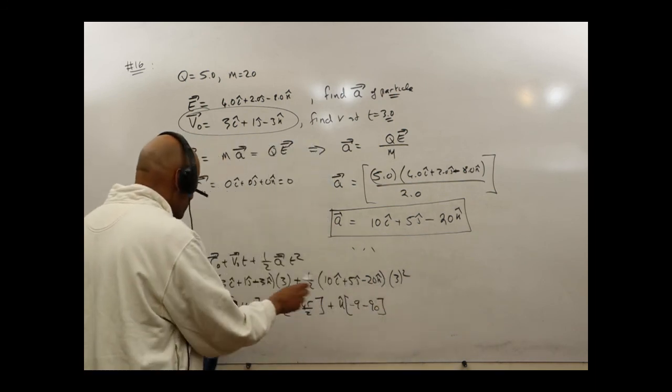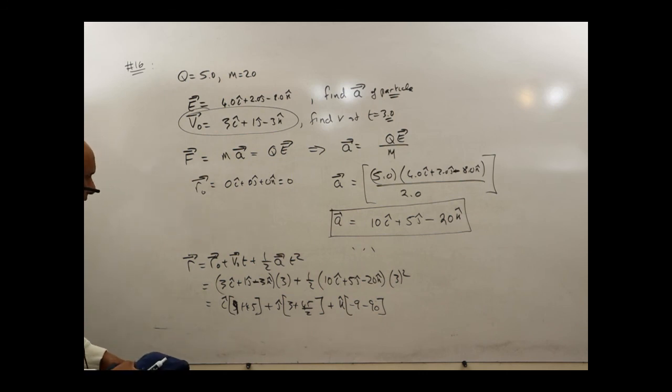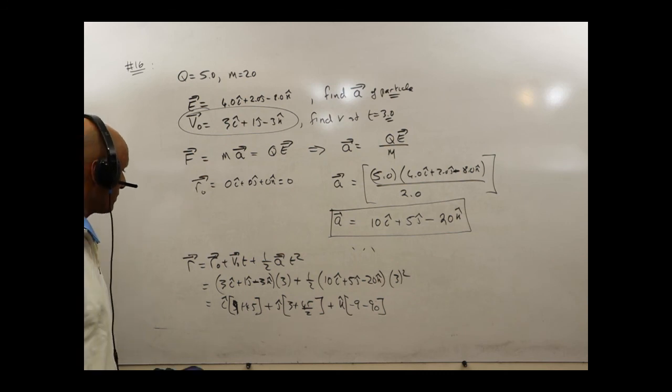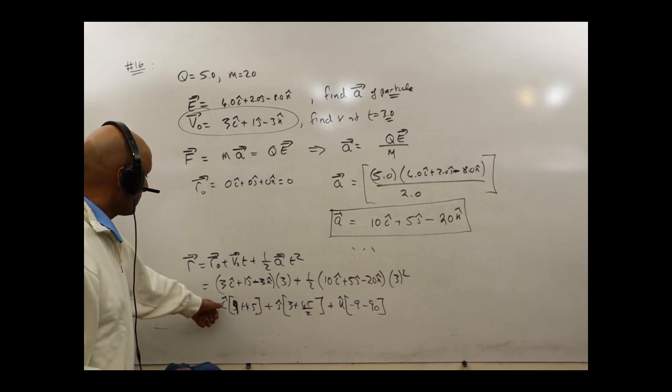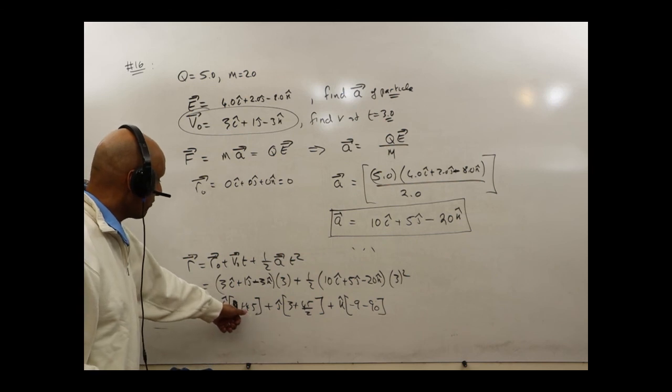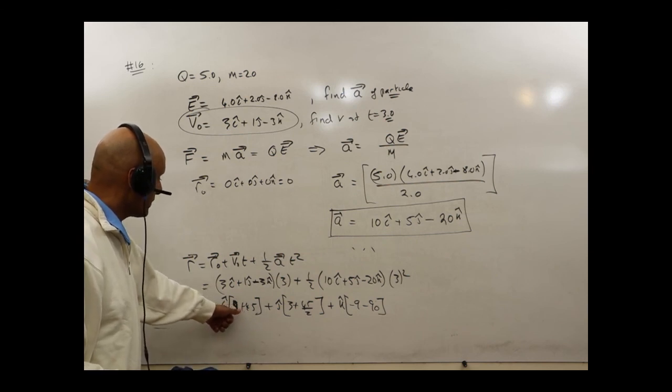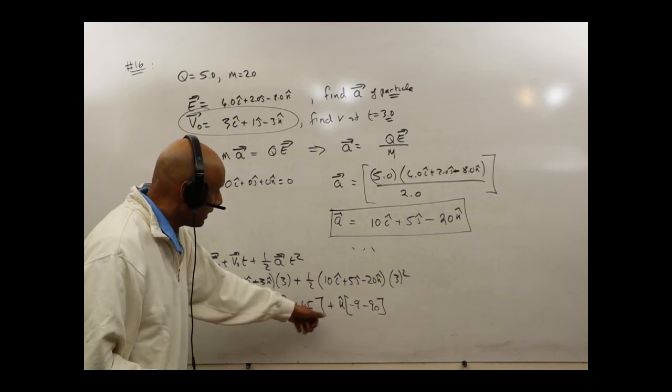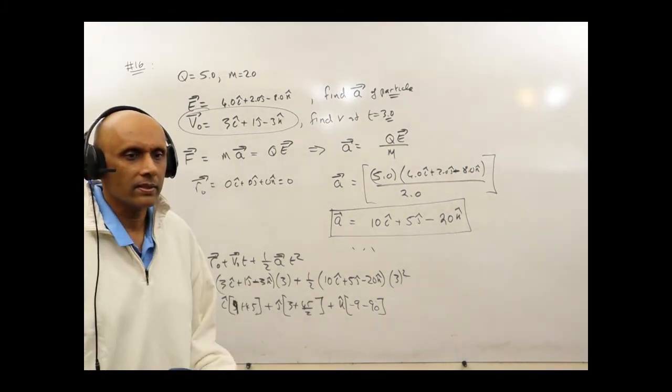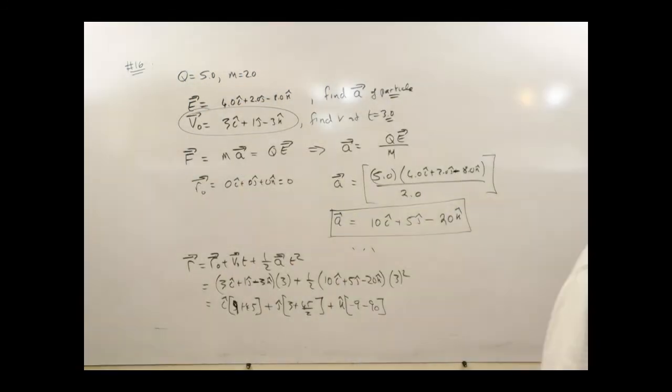Okay, and I won't reduce this any further, but generally, evaluate these numbers and you'll get an answer for the position vector. The i position is 9 plus 45, or 54 meters in the i direction, and so on. Yeah, it's okay. So this is problem number 16.